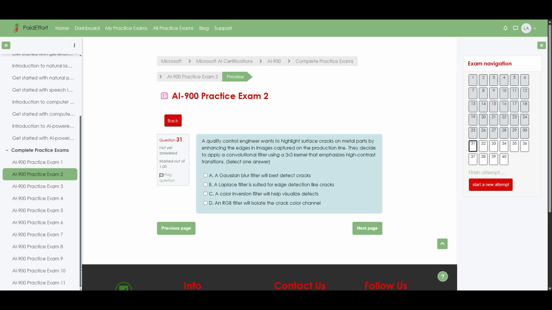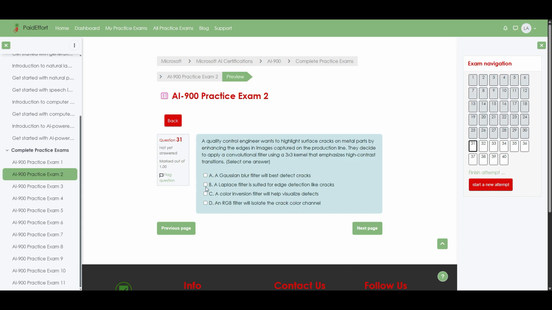Which resource type should you create? Select one answer. A, a Gaussian filter will best detect cracks. B, a Laplace filter is suited for edge detection like cracks. C, a color inversion filter will help visualize defects. D, an RGB filter will isolate the crack color channel.